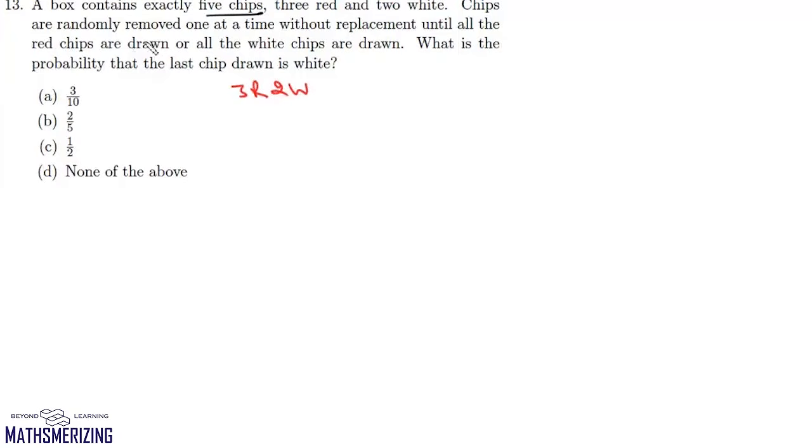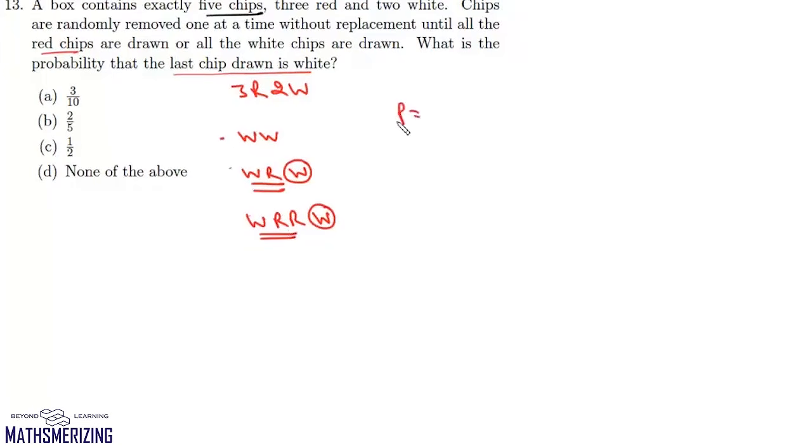Now it says chips are randomly removed one at a time without replacement until all the red chips are drawn or all the white chips are drawn. What is the probability that the last chip drawn is white? Now this last will be white if we get white in the first two, or if we get white, red, and white in the third, or if we get white, red, red, and white in the fourth. These are 3 possible cases.